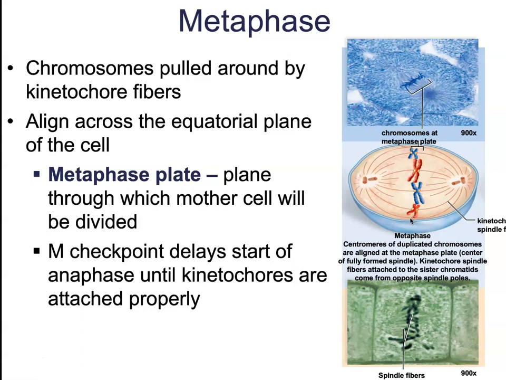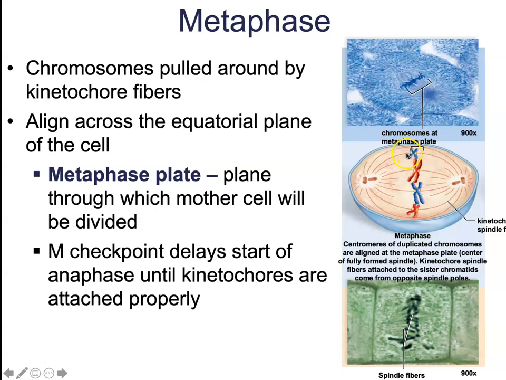At this point, we have the M checkpoint, that mitotic checkpoint. This is going to delay the start of anaphase until the kinetochores are attached properly. I like to think of this as the guys who are running, like, in a roller coaster ride. And the two guys go down either side of the coaster and they check every single seatbelt to make sure that we are ready to go. And then once we have checked all of the seatbelts, they put their thumbs up and the ride can start. That's what's happening at the M checkpoint.